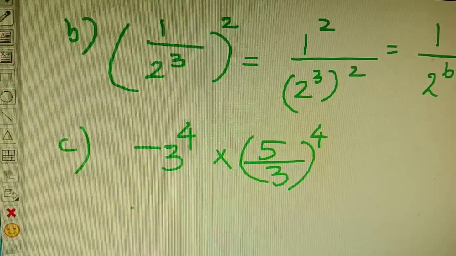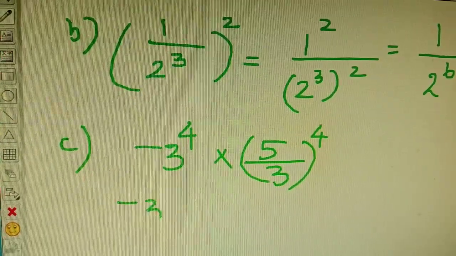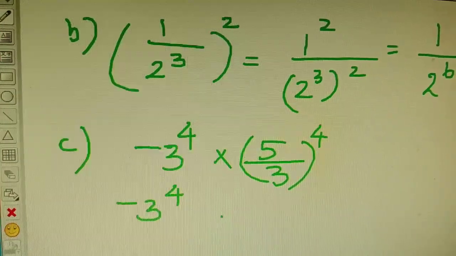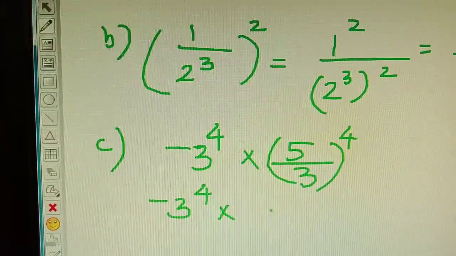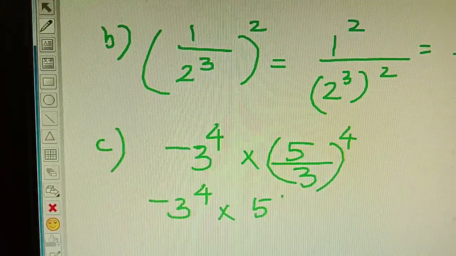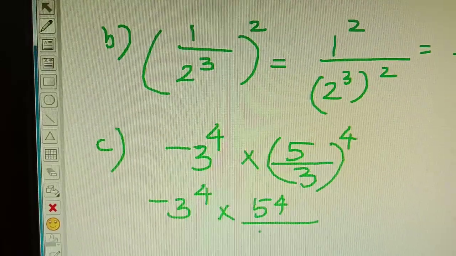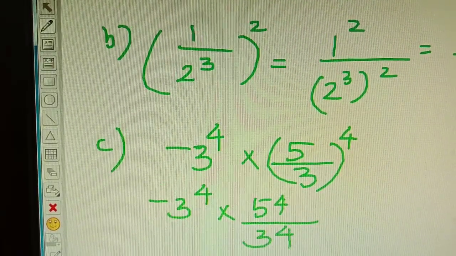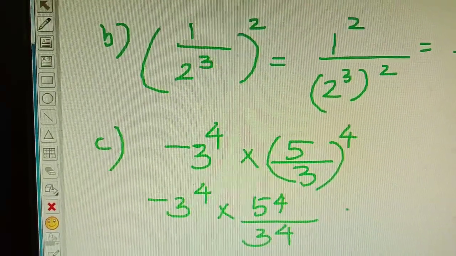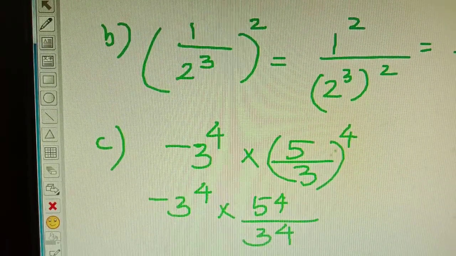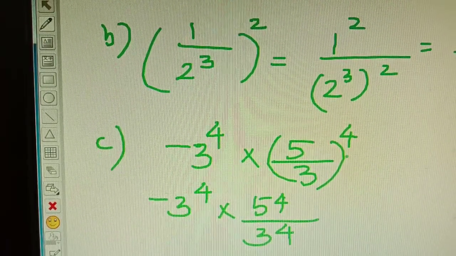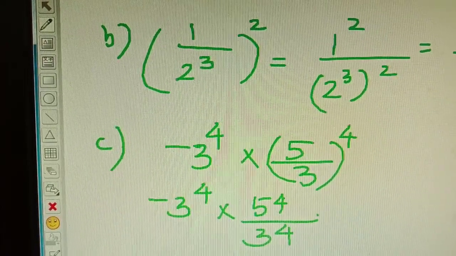Okay, how can we write this? Negative 3 to the power 4 into 5 to the power 4 divided by 3 to the power 4. 5 by 3 to the power 4, if we write it as (a by b) to the power m, it is a to the power m divided by b to the power m.